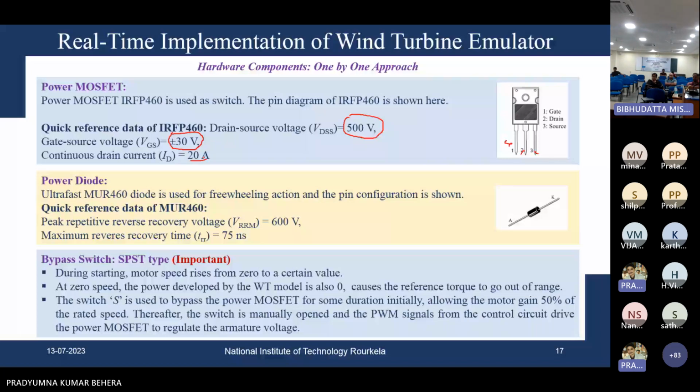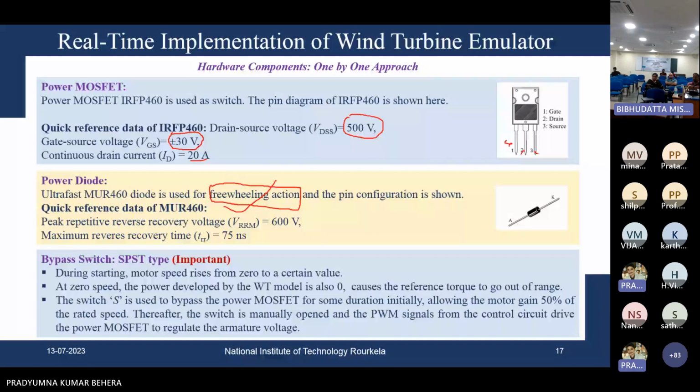This power diode is used for the freewheeling action, and the pin configuration is shown. It is a MUR460 diode, an ultra fast recovery diode with a maximum reverse recovery time of 75 nanosecond. This will be utilized for freewheeling action during the turn off period of the pulse signal. During the turn off period, this diode will provide the freewheeling path for the inductor current.